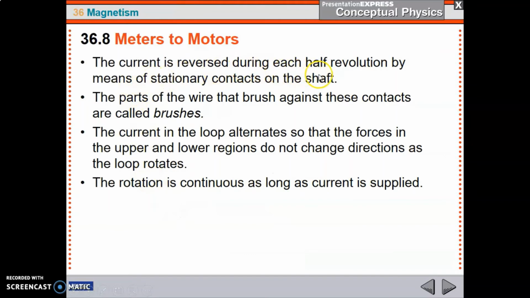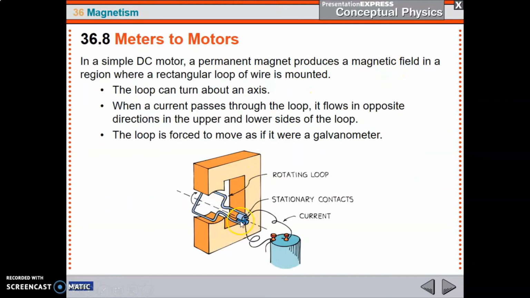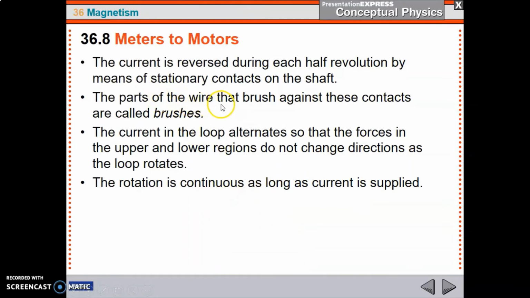The current is reversed during each half revolution by means of stationary contacts on the shaft. That's the shaft, and those are the stationary contacts. The parts of the wire that brush against these contacts are called brushes. The current in the loop alternates so that the forces in the upper and lower regions do not change directions as the loop rotates. So the current is alternating, and then the forces do not change direction. It keeps the loop rotating. The rotation is continuous as long as current is supplied.